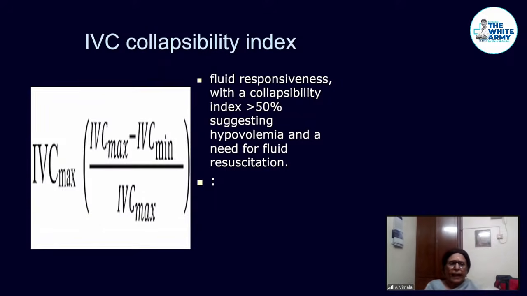Now, what is IVC collapsibility index? That also tells you the responsiveness to fluid. That is IVC maximum diameter at expiration minus minimum diameter at inspiration, divided by IVC max. That is the IVC collapsibility index. So if you calculate the collapsibility index, if it is more than 50%, it is hypovolemia. Don't think it is all of theoretical importance.